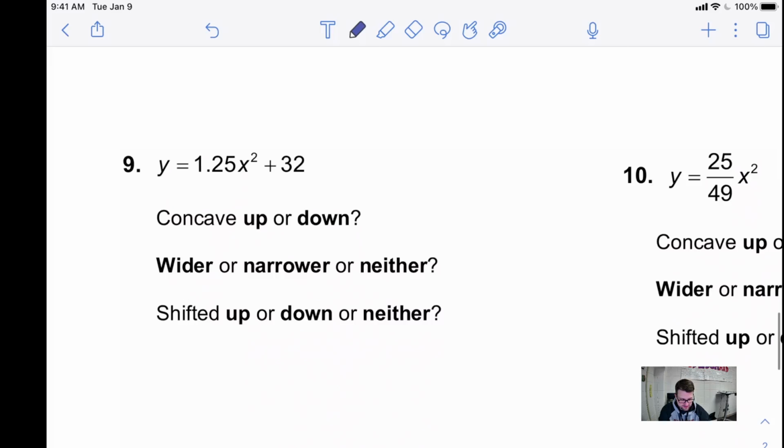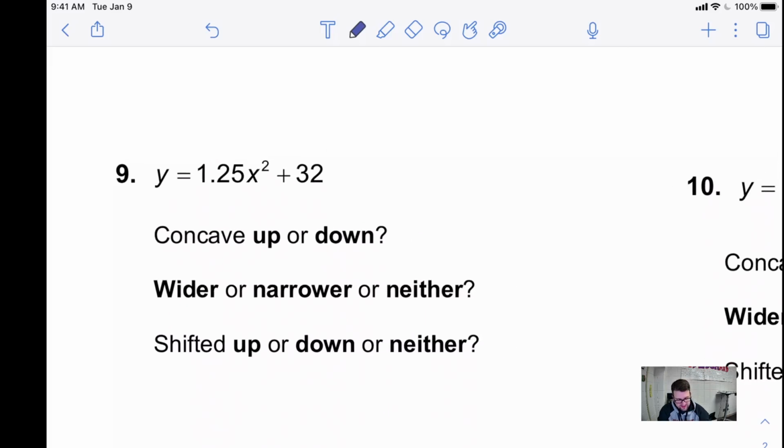I think this is our last one right here. So is this graph concave up or concave down? Well, this number right here is a decimal. Sure, we haven't really seen that yet, but it's positive. And since it's positive, it means we are going to be concave up.